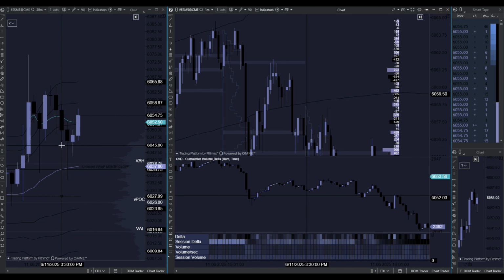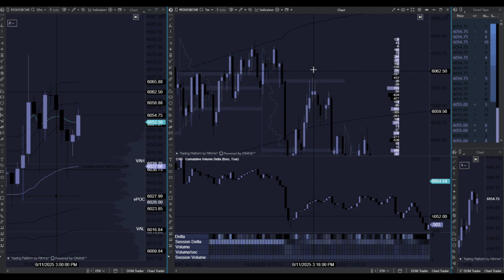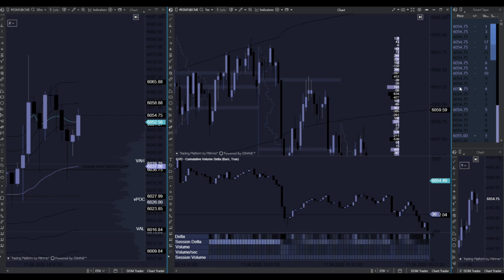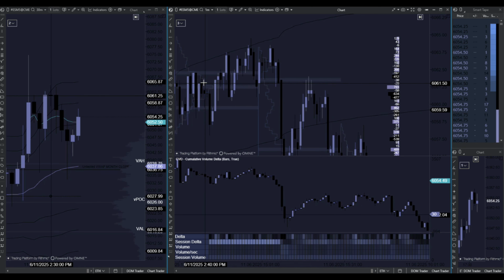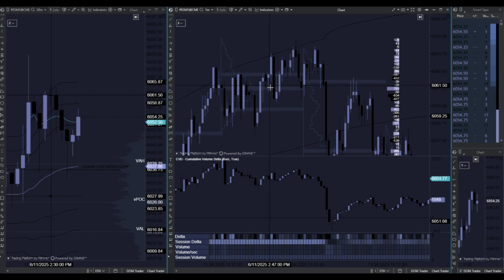Clean, quick, and structured. This is why I always say, it's not just about the level, it's about what's happening at the level. Anyone can mark a VWAP or standard deviation, but if you're not reading how price behaves around it, you're basically trading blind.